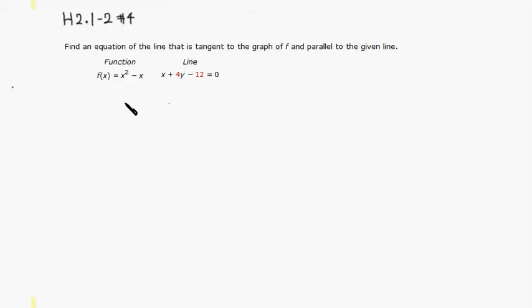Whenever you look for the equation of a line, you need to have two things. The first is a point, and as usual, we're going to call it x1 comma y1. We don't know the point yet, and also the slope.